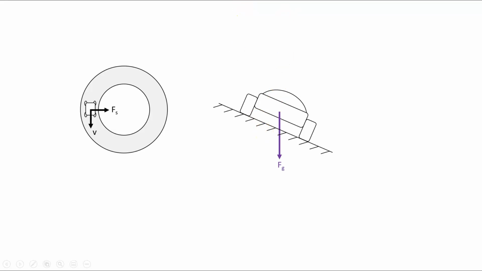Well, now gravity pulls down as always, but the normal force must be perpendicular to the surface. So there is a force still pulling toward the center of the circular path. Where is that force coming from? Well, take normal force and break it into components.